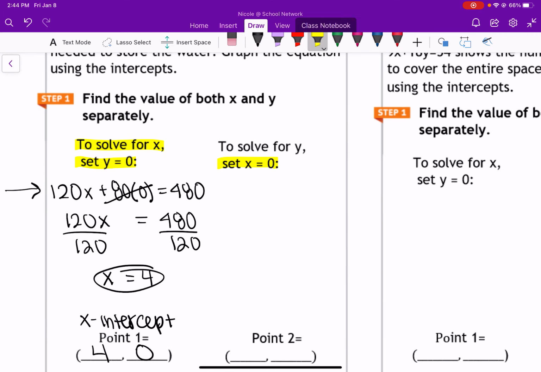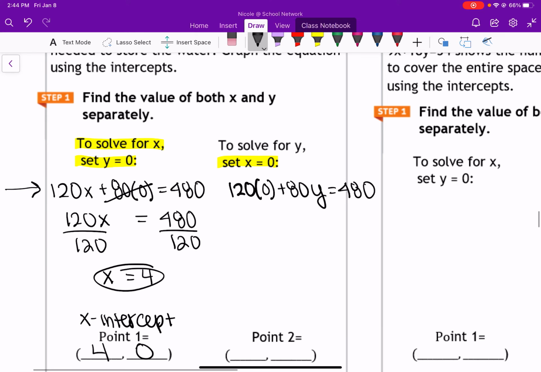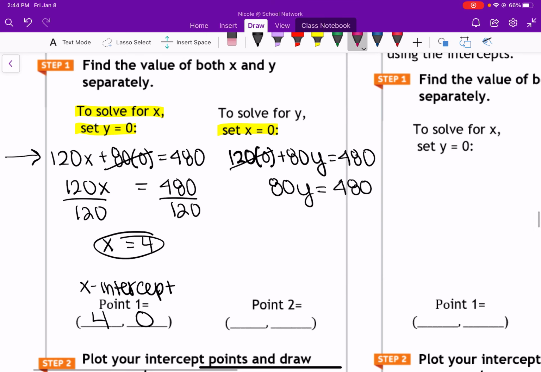So when we set x is equal to 0, we get 120 times 0 plus 80 times y. So again, that goes away. So I have 80 times y is equal to 480. Basically, when we solve for a variable, we have to do the opposite. What's happening to y, we're multiplying by 80. The opposite of multiplying by 80 is dividing by 80. So we divide by 80. We do the opposite of what's happening to the variable, and we have to do it on both sides. So here, y is equal to 6.